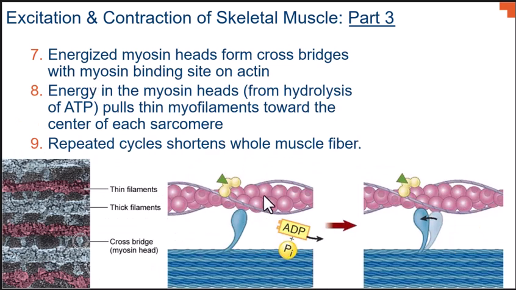So here we can see that energized myosin head that's reached up, and it's not just one of them, they're all going to be doing this as part of that muscle, reaching up and pulling in, shortening the muscle. And this process is going to happen repeatedly, so it's going to reach up and pull, then reach up and pull, and that will shorten the entire muscle fiber.